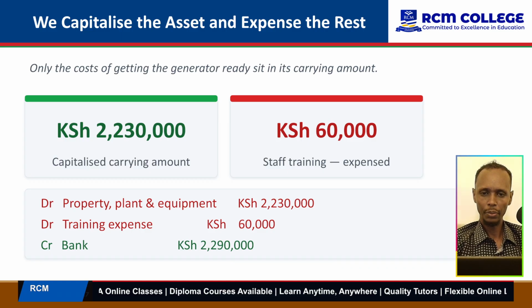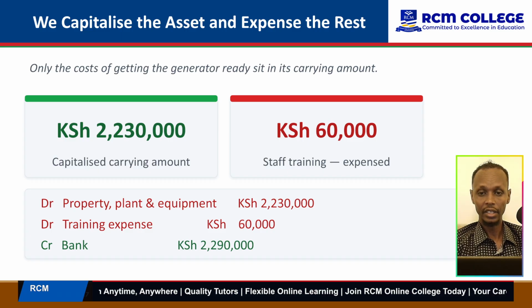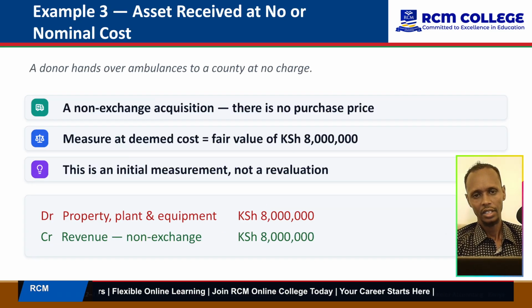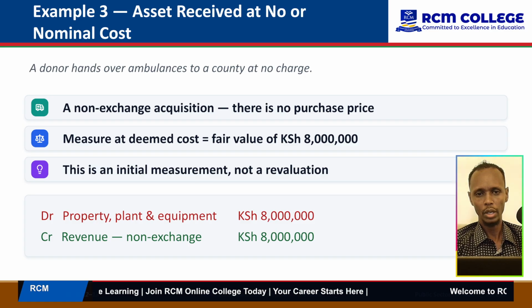So you debit property, plant and equipment with 2.23. Debit training expenses, then credit. That's how your books will balance.